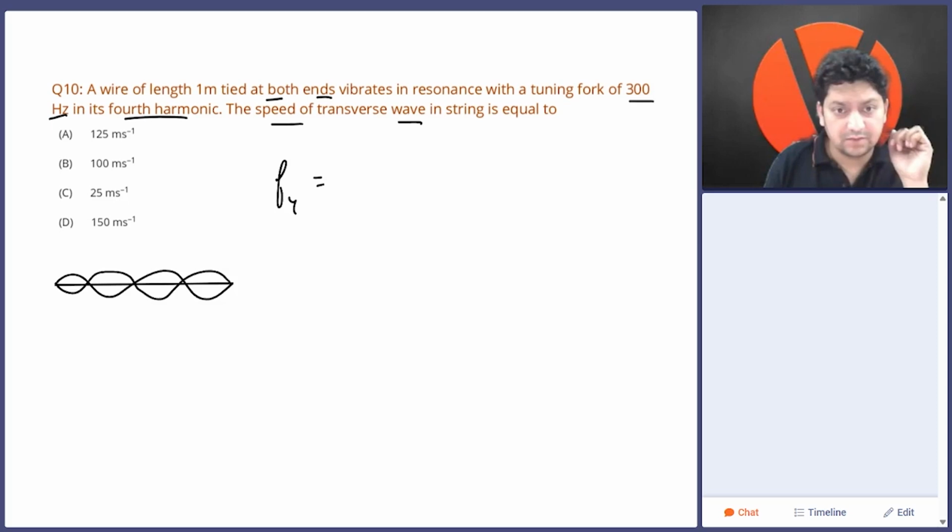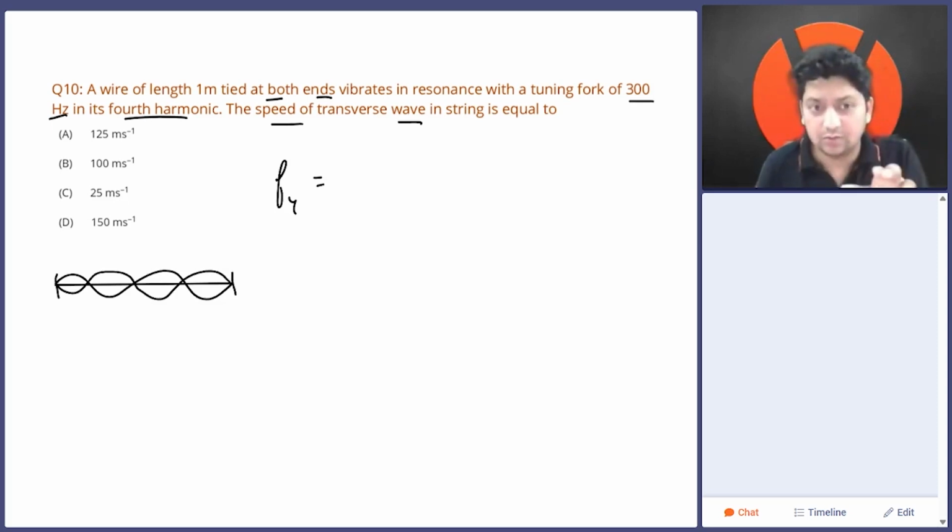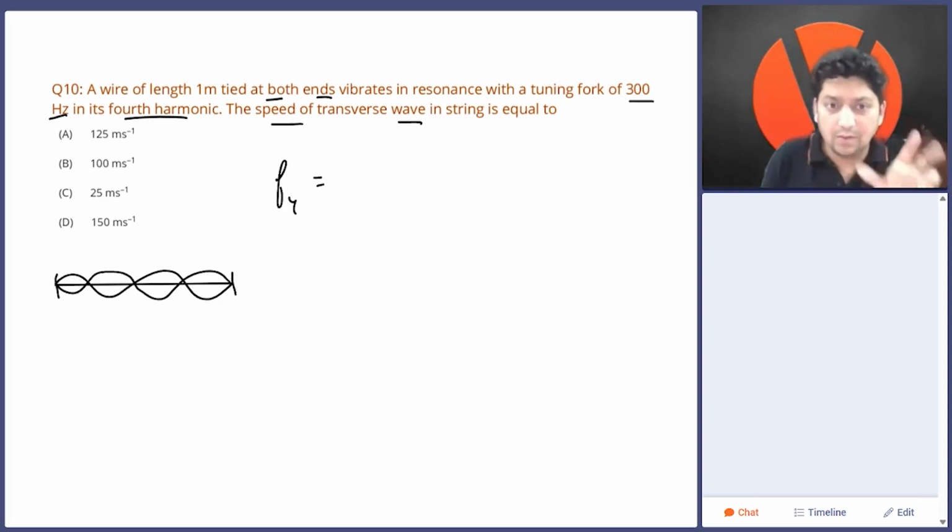The stationary waves will be something like this. I was not able to make the lengths equal, but all the 4 segments will be of equal length. So this will be the scenario, right? So the frequency of the fourth harmonic will be equal to what?